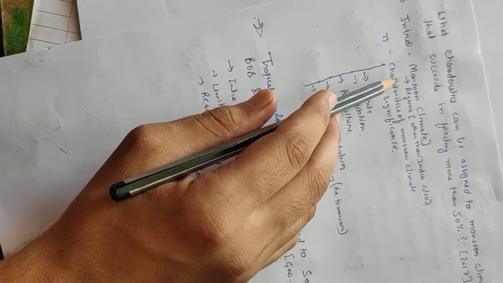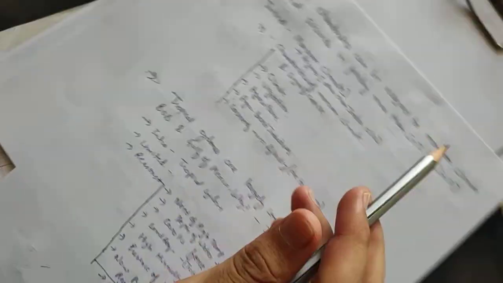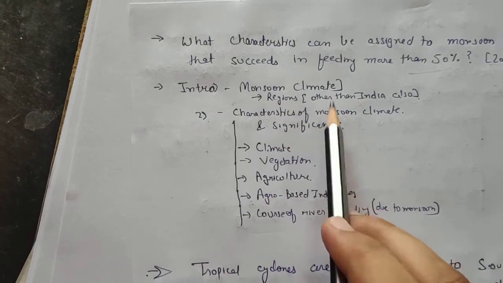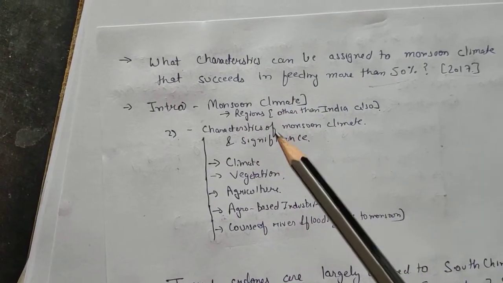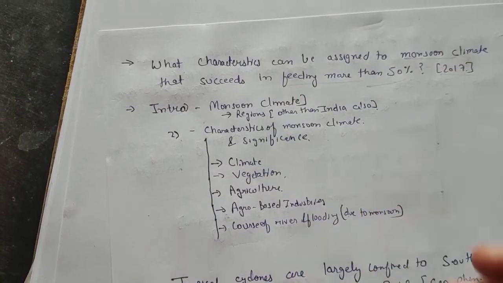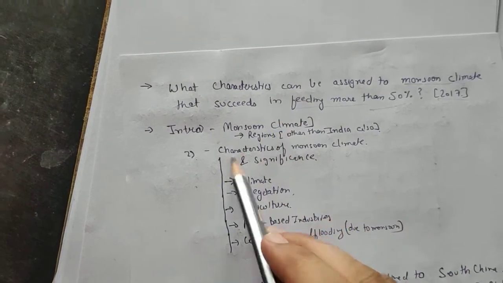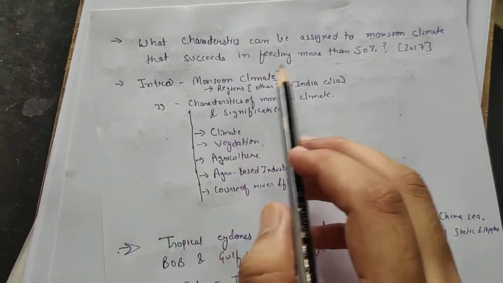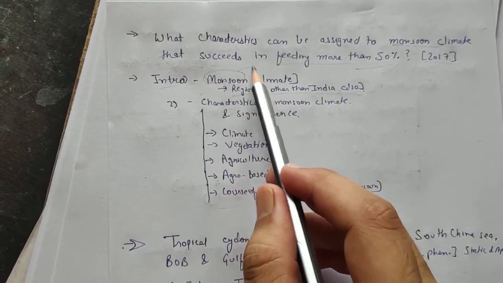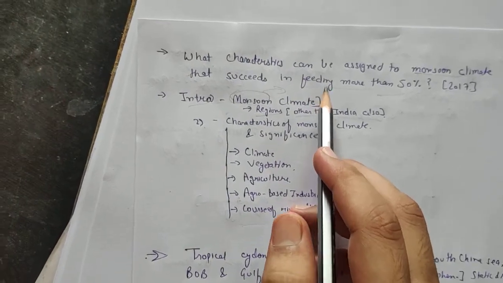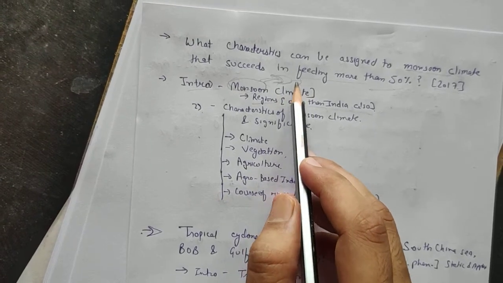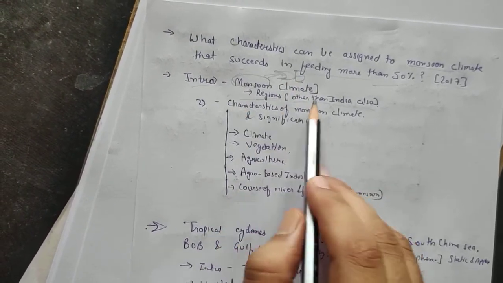Now we'll be talking about the introduction. So the introduction will be about monsoon climates. What can the monsoon climate do to help feed 50% of the population? What is monsoon climate? You have to introduce the regions other than India also. You cannot limit this monsoon condition to India. Of course, there are different regions in the world or the globe where monsoon conditions are also found. It's not India exclusive, so you have to define those regions also.